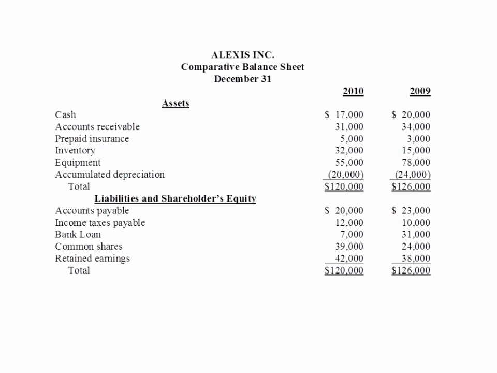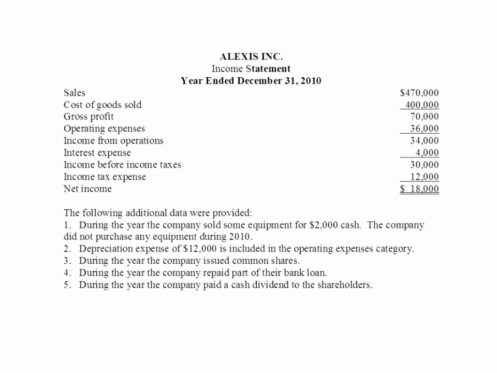Here is Alexis. All right? So this is the Alexis comparative statement of financial position, also called balance sheet. And here is the income statement. Can you quickly tell me right away, do we need a TAccount proof? Absolutely. It says during the year the company sold some of their equipment for $2,000 cash. The company did not purchase any equipment during 2010.